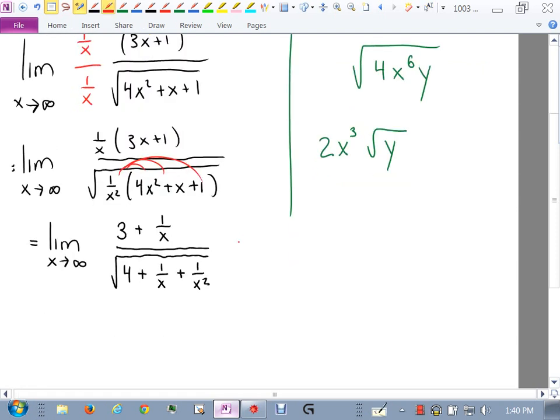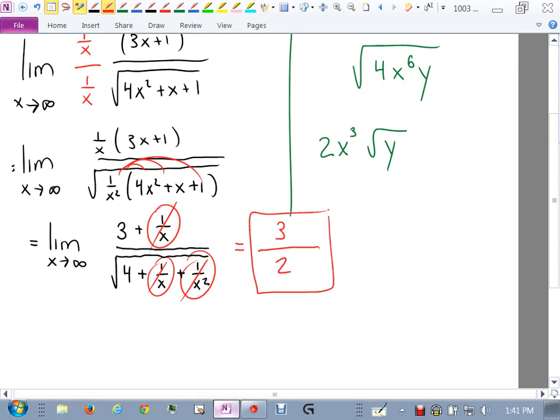Now I will let x go to infinity, and what do I get on the top? This will go away, right? Fixed over infinity, so I'll have 3 over what? Gone, gone. Those both go to 0. So square root of 4 is 2. Answer is 3/2. Questions, questions?